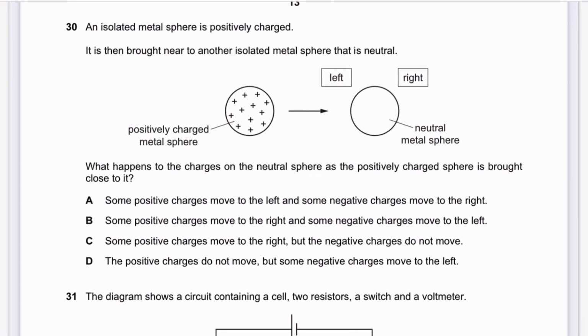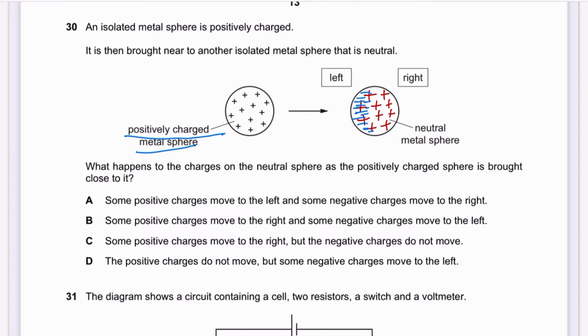30. An isolated metal sphere is positively charged. It is then brought near to another isolated metal sphere that is neutral. What happens to the charges in the neutral sphere as a positively charged sphere is brought close to it? Now, let's talk about the positive charges throughout this, because they won't move. The positive charges remain the same, they can't move. However, since we have a positively charged metal sphere brought near, the electrons will come towards it. The electrons move towards the left-hand side.